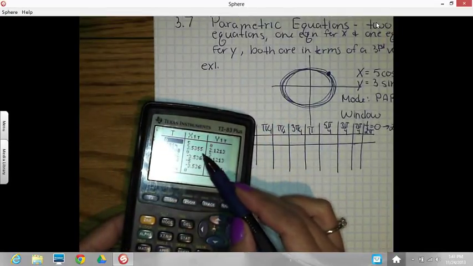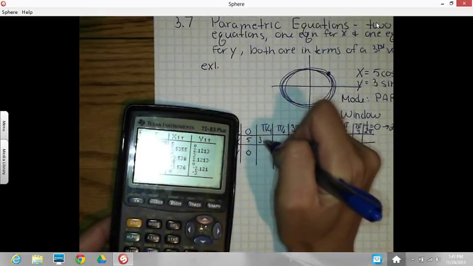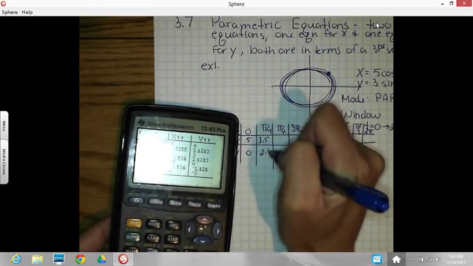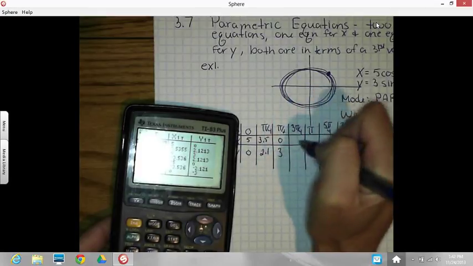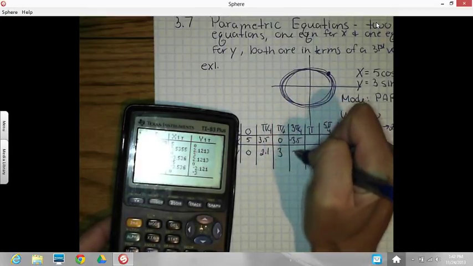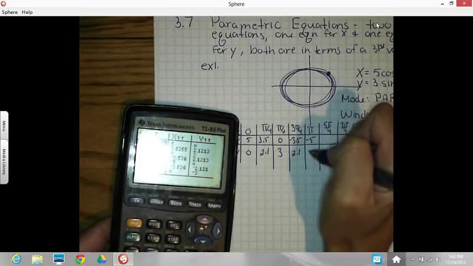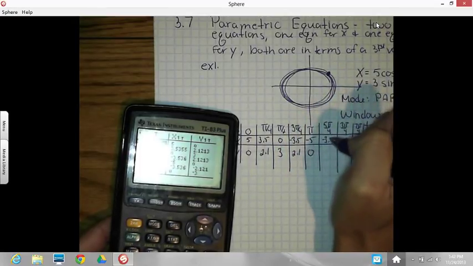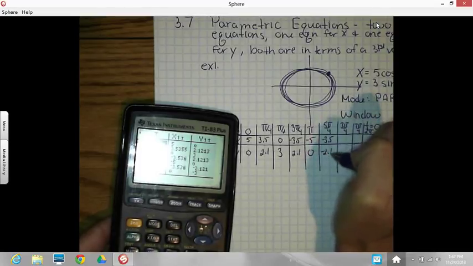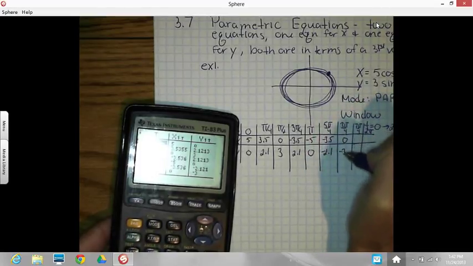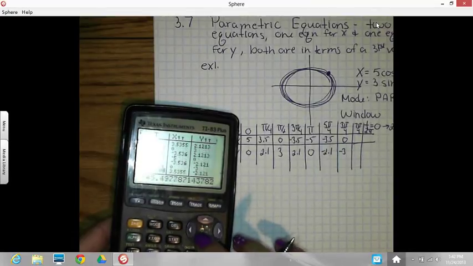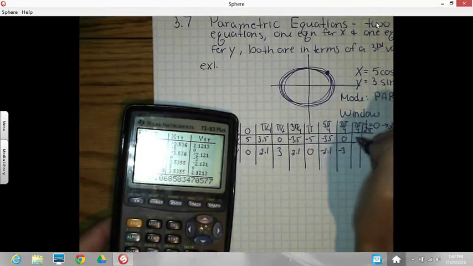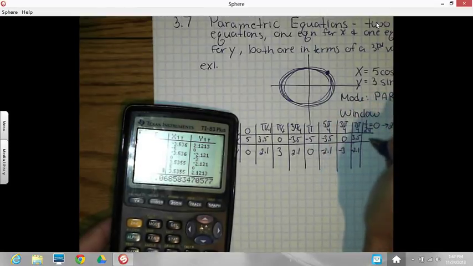3.5, 2.1, 0, 3, negative 3.5, 2.1, negative 5, 0, negative 3.5, negative 2.1, 0, negative 3, 3.5, negative 2.1, and the last point is 3.5, 2.1. Okay.